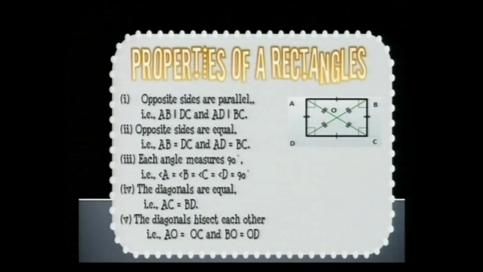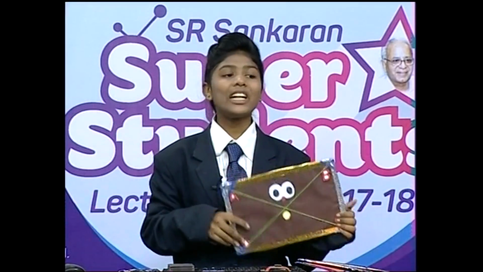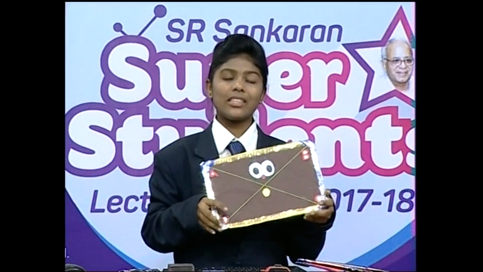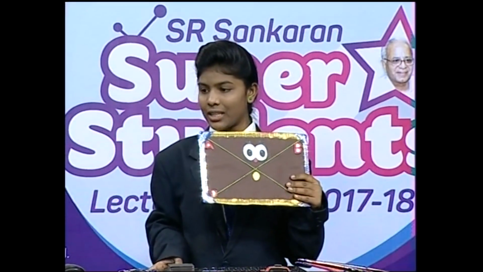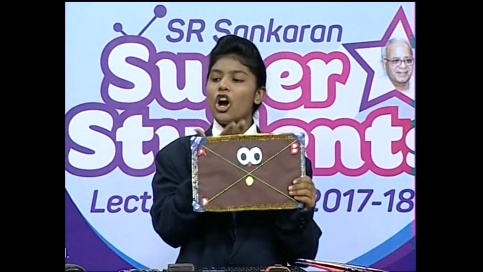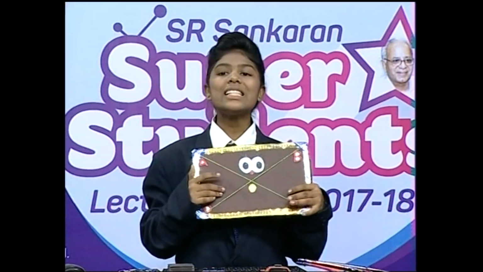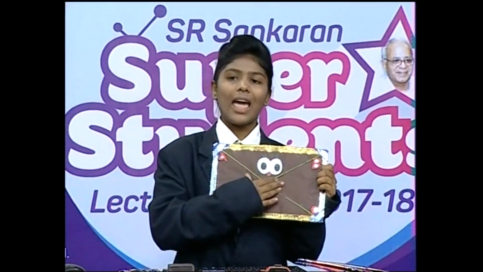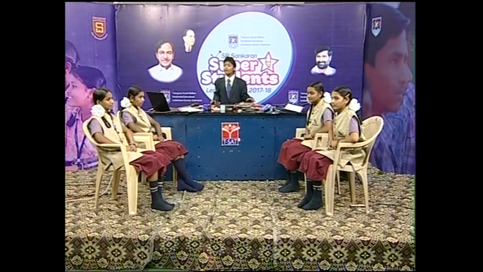Okay friends, you are absolutely right, but there is a small mistake. We had another property for a rectangle. That is, the second property of a rectangle is opposite sides are parallel. So, we had the rectangle as opposite sides are equal, opposite sides are parallel to each other, all angles measure 90 degrees, the diagonals bisect each other, and the diagonals are equal.